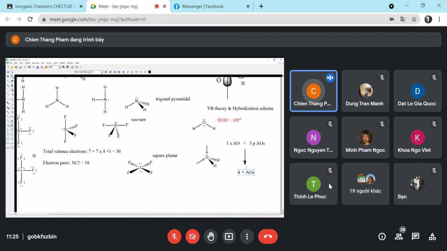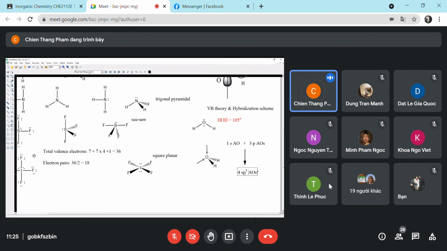And then what is the symbol for the hybrid atomic orbitals? 1s and 3p, so sp3. The name depends on the type and the number of the atomic orbitals used. You use 1s and 3p, so it's sp3.